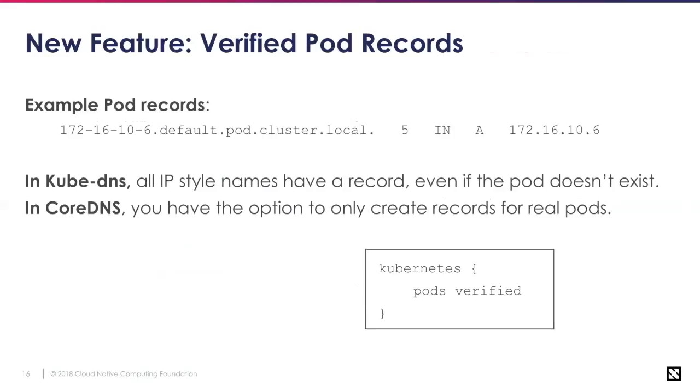So to highlight a couple of new features that CoreDNS has, one is verified pod records. Here's an example of what a pod record looks like. In KubeDNS, for all IP style names like that, where you have an IP that's dashed, it'll return a record, even if that pod doesn't exist. As long as it's a valid IP address, it will say, yeah, that exists, and give you an answer. In CoreDNS, you have the option to only create those records for real pods. And to enable that, you would use pods verified in your configuration. Next slide.